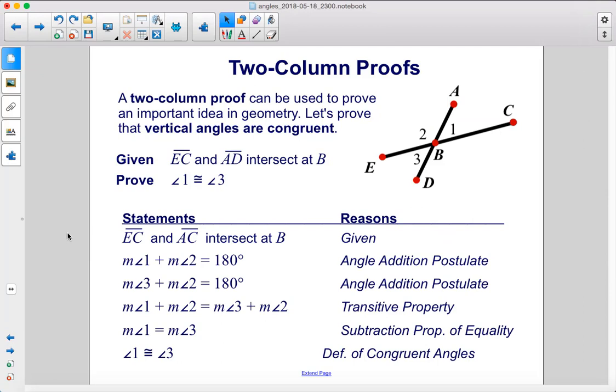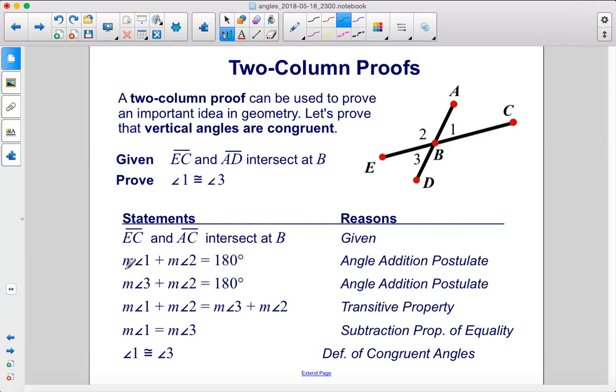A two-column proof can be used to prove an important idea in geometry. Let's prove that vertical angles are congruent. Given line segment EC and line segment AD intersect at B, prove that angle 1 here is congruent to angle 3 here. All right, so we begin with what is given. Line segment EC and line segment AD intersect at B.